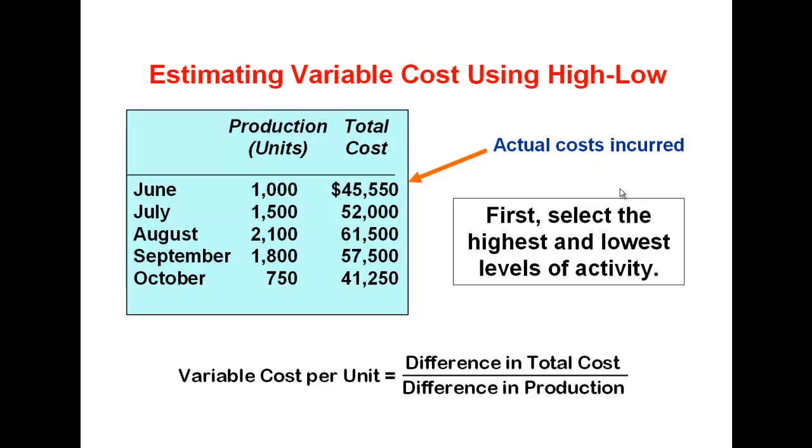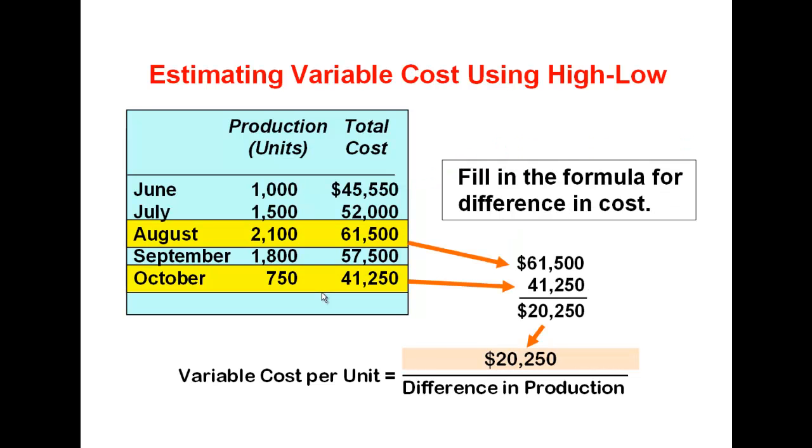So the way this method works is we're going to have some information here about what our production levels are and what the total cost was. So we can look at these actual costs incurred and gather some of this information together. So we take the highest point, let's see there, it looks like 21,000, doesn't it? And the lowest point is at 7,500. Okay? And we can see here that the difference between those two amounts is $20,250.